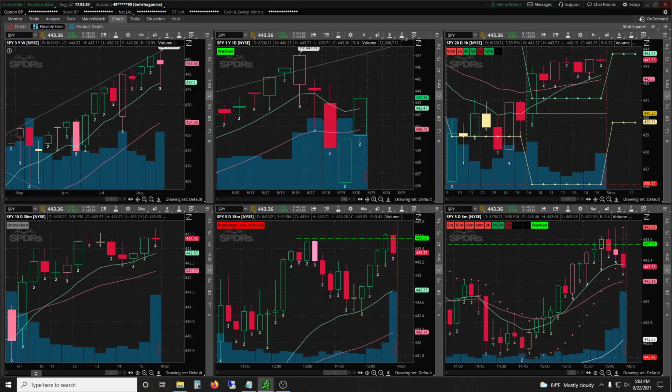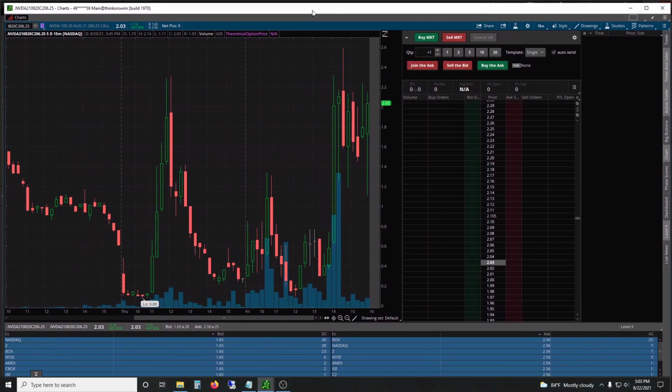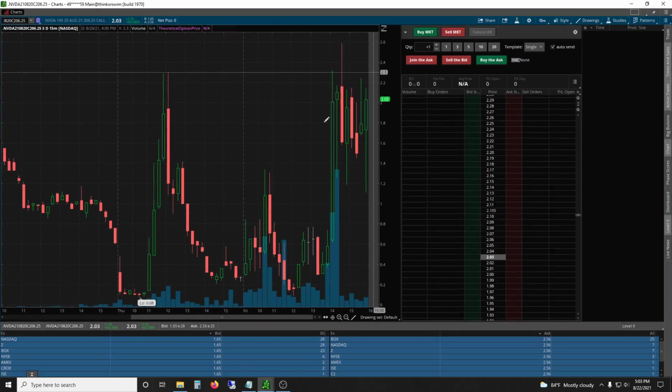The bottom left, I have this, which is my options chart. I don't care about the chart. Options wise, I do not care what this chart looks like. I don't care if this is blank. But I need it here to be able to have my level 2 and my time and sales over here, and also my active trader.